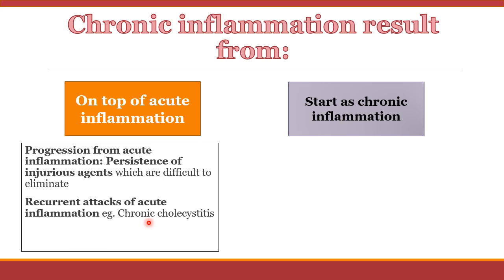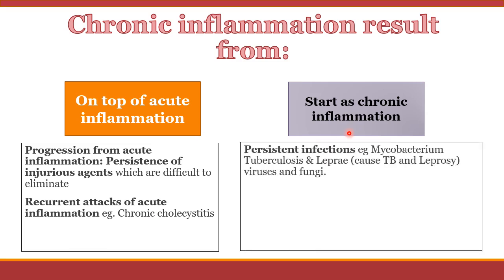Chronic cholecystitis is a common condition that is commonly associated with recurrent attacks of acute inflammation on top of its chronic course. Then we have chronic inflammation that starts as chronic from the beginning. It can be caused by a persistent infection, like Mycobacterium tuberculosis, which causes the disease TB that we are going to study in the granuloma. Also Mycobacterium leprae causes a disease called leprosy. We will study those in detail later on. Some viruses and fungi can also lead to chronic inflammation.